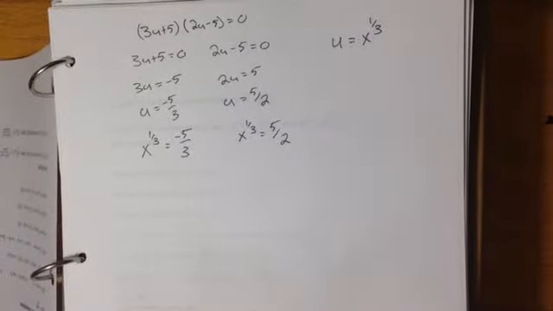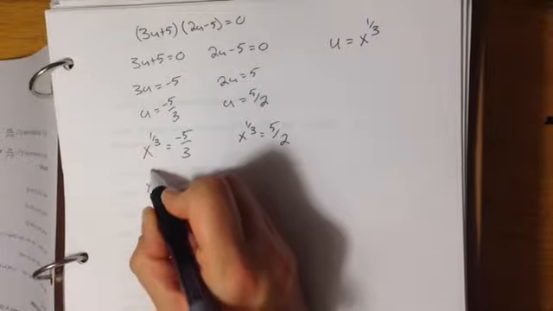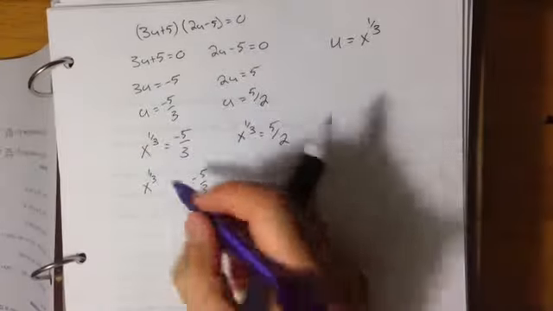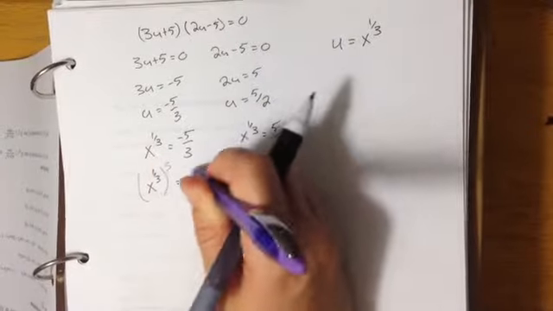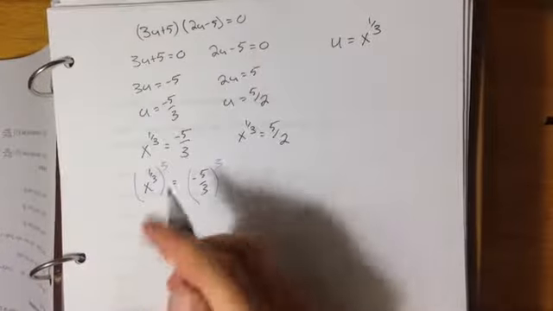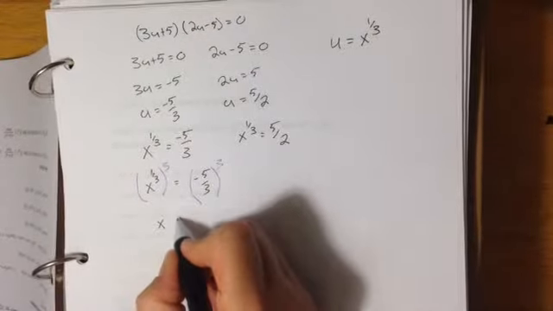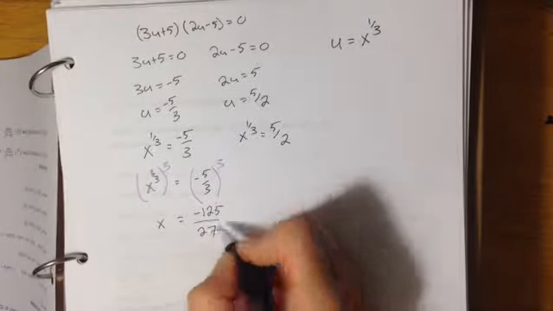Remember that the power of 1/3 is the same as a cube root, and to undo a cube root, I would cube both sides of the equation. So let's go ahead and do that now with these equations. I have x to the 1/3 equals negative 5/3. I'm going to cube both sides of that equation. The 1/3 and the cubed power undo each other so that x equals negative 125 over 27.